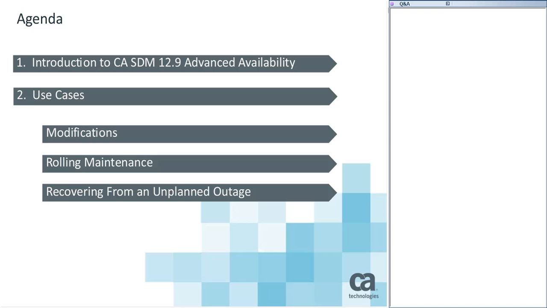And then we'll move into a series of use cases where we want to demonstrate the way in which advanced availability can assist to ensure Service Desk runs whilst various functions are completed, i.e. modifications, rolling maintenance, and what can happen if you need to recover from an unplanned outage. So that's really the agenda for today. With that having been said, we'll move into the introduction to advanced availability, and at that point I'm going to hand the presentation over to my colleague Alex Peretti.